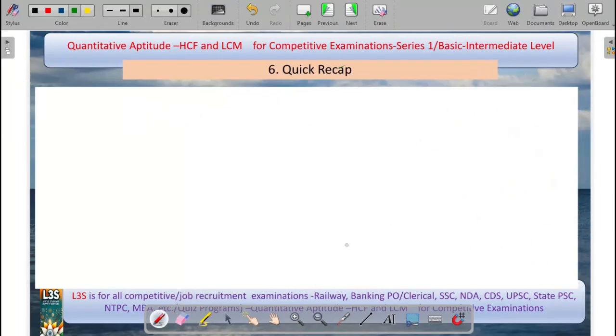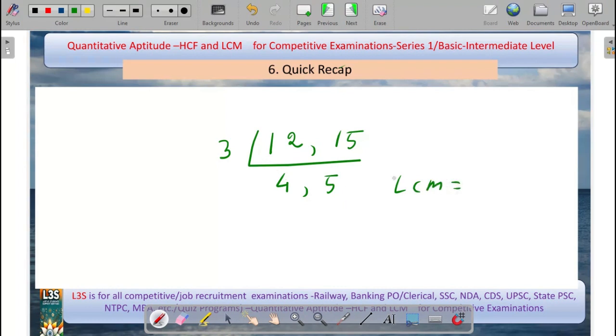And the division method for LCM is like this. Say 12 and 15, two numbers. So we divide by 3, 5. So LCM will be the product of all the numbers here: 3 into 4 into 5 is equal to 60. This is the way.